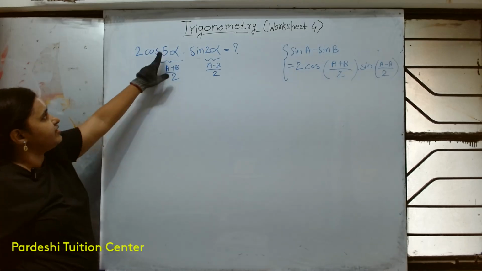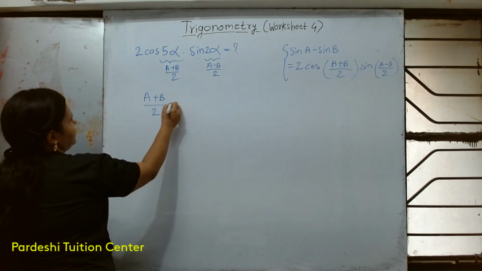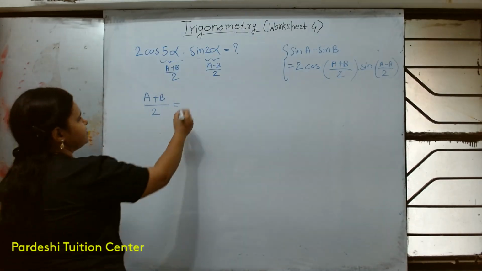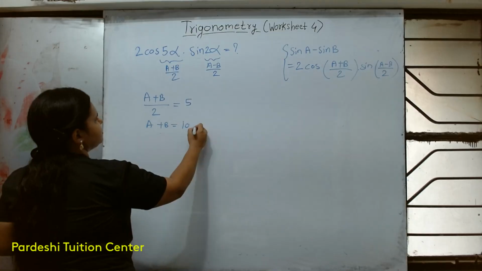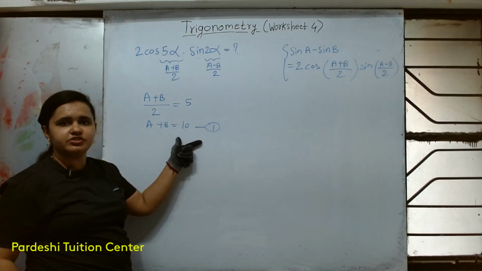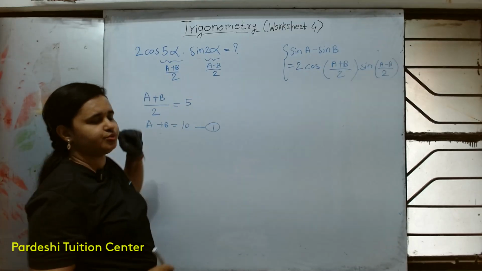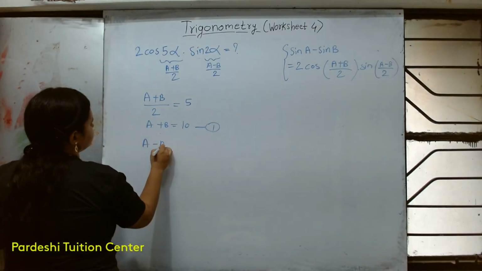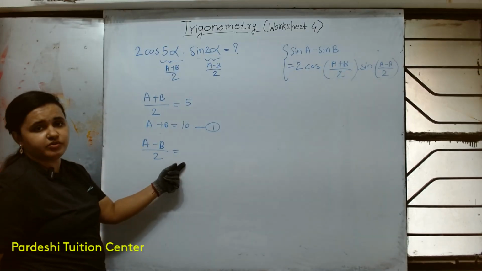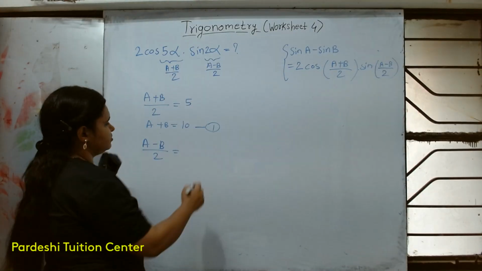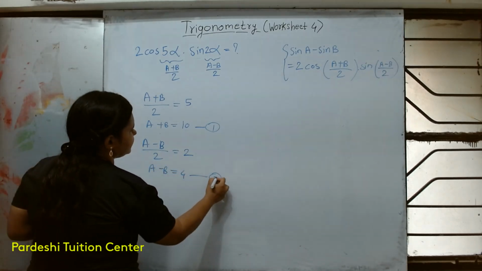So, if this is our (a plus b) by 2, we will not take alpha in calculations. If (a plus b) by 2 is 5, so our a plus b will be equal to 10, since 2 will be multiplied here. So our equation 1 is a plus b equals 10. Now, (a minus b) by 2 is given as 2. So, a minus b will be equal to 4. This is our equation 2.